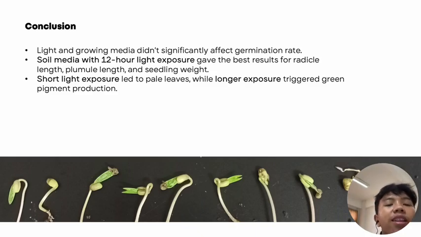And the conclusion of this research is that light and growing media did not significantly affect germination rate. Soil media with 12 hours light exposure gave the best result for radicle length, plumule length, and seedling weight. And short light exposure led to pale leaves, while longer exposure triggered green pigment production.